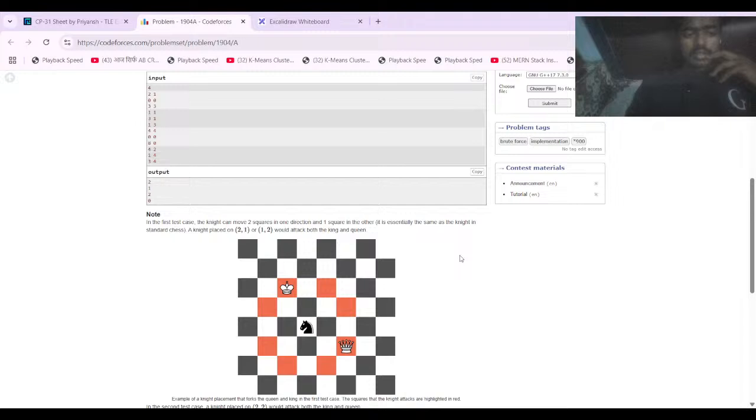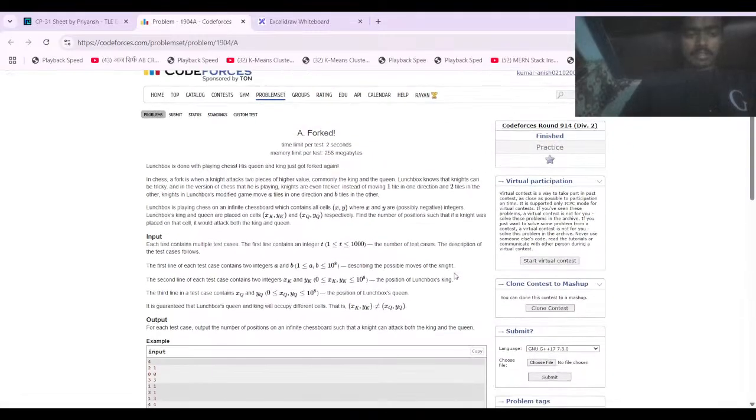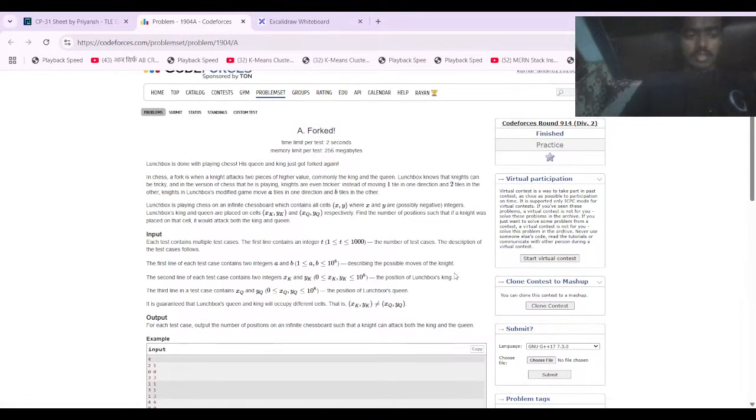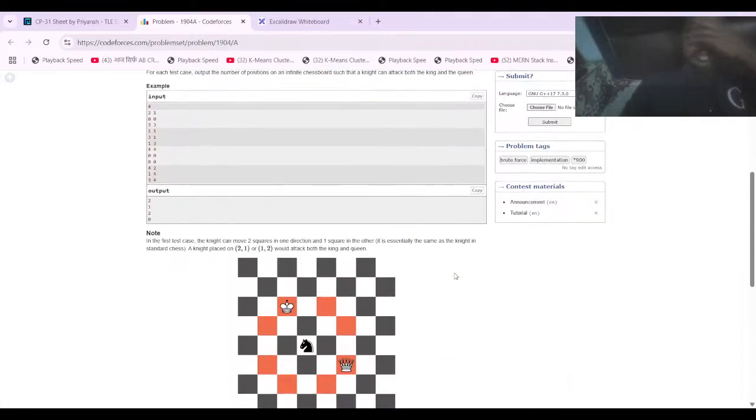You may be able to cross-verify on paper or on a chessboard that the king and the queen are being attacked by the knight. Okay, so now we can look at the constraints and discuss what expected time complexity we are looking for, some brute force, some quick mathematics.